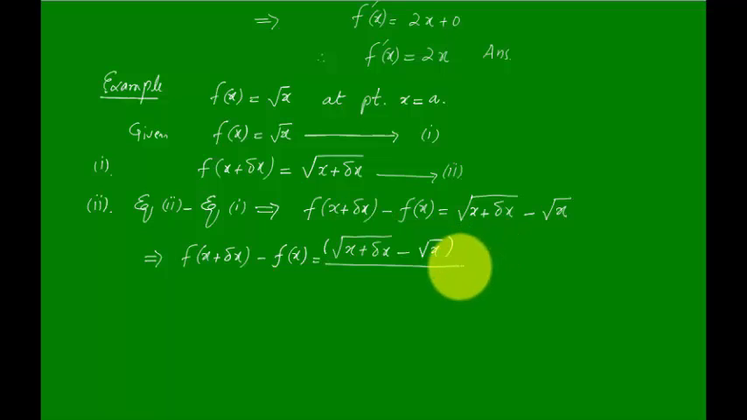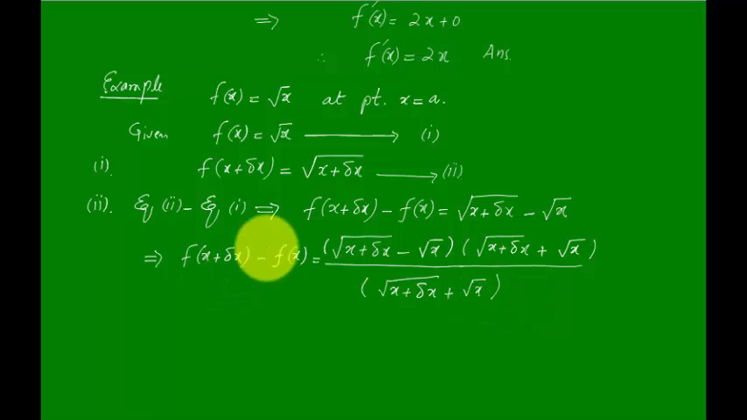Now I will rationalize this function. I will multiply this expression by the same one, square root of x plus delta x, and over here again square root of x. If here it is minus, I will multiply it by the plus sign, and at the same time I will divide by the same fraction, because we can't change anything from our own side. So in the same expression we multiply by square root of x plus delta x plus square root of x, and divide with the same factor.